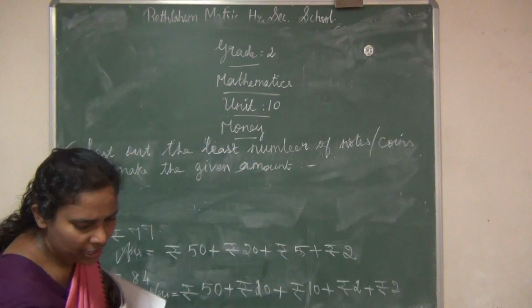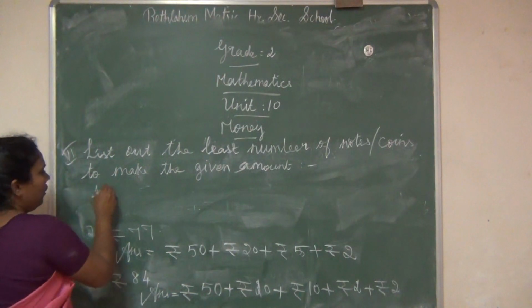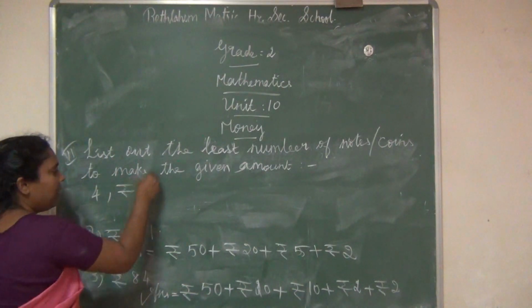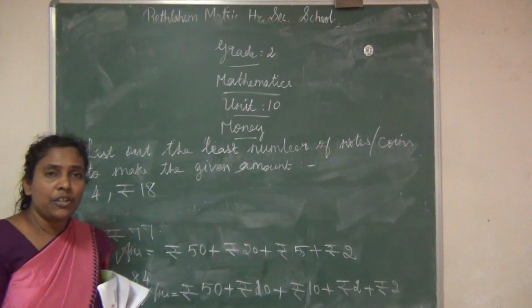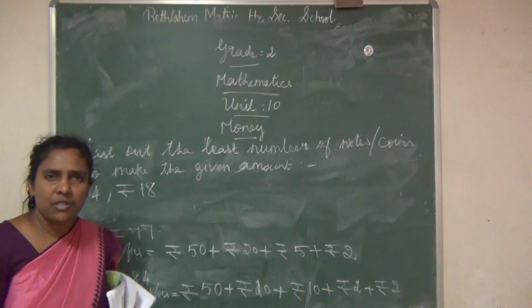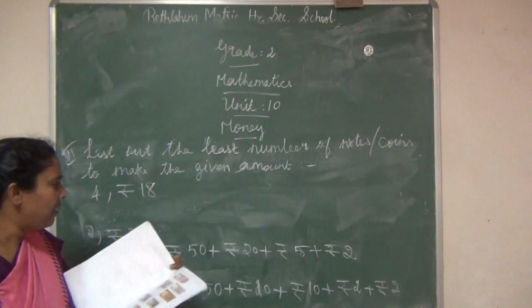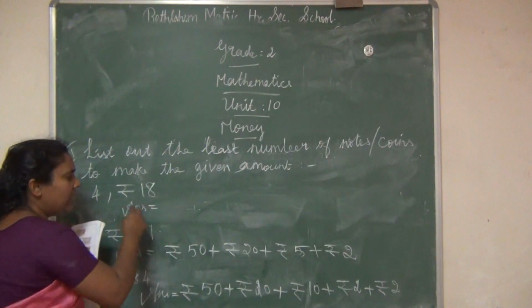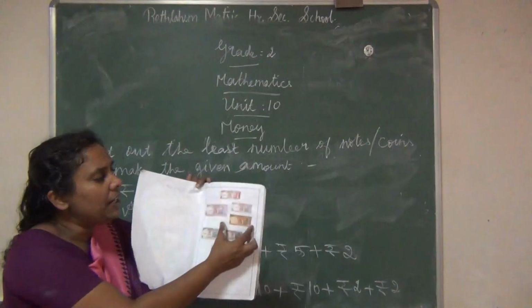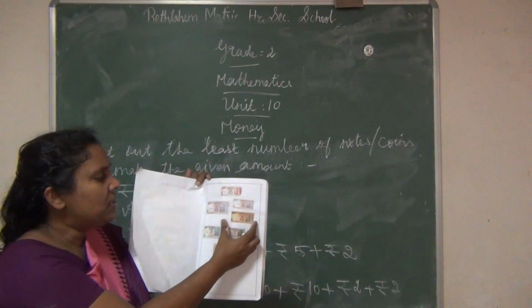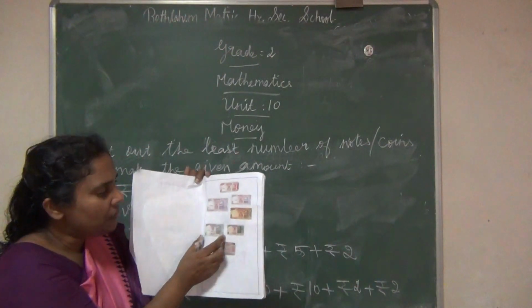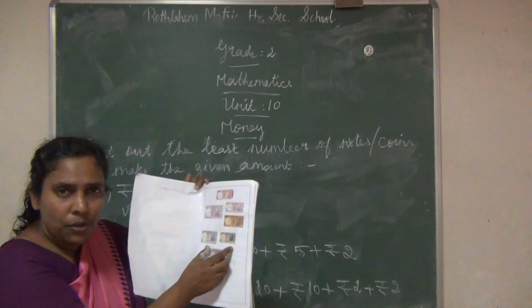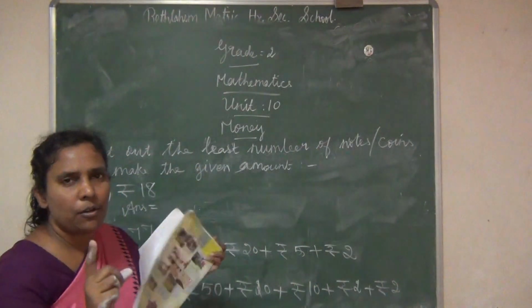Listen to the fourth question. Rupees 18. We need rupees 18. To get 18, what are the rupee notes we need? Listen here. We want to get the answer 18. So we get the 10 rupee note. First we need a 10 rupee note. Next 5 rupee note. Next 2 rupee note. And next 1 rupee note.